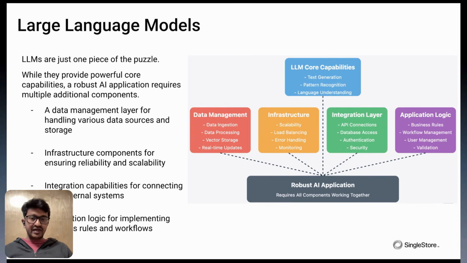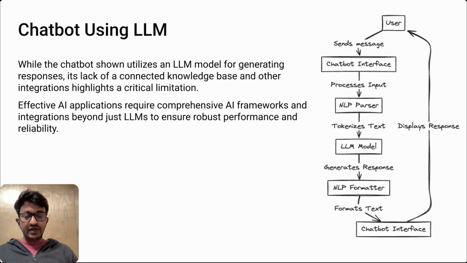Who will take care of the data management part, the infrastructure part, the integration layer, application logic, the vector database connection, the embeddings part, the vector search or the semantic search part? Everything is kind of very fragmented. That's why LLMs can be just one piece of the puzzle to build a robust AI application. Yeah, but you might say, hey Pawan, there are chatbots already using LLMs, right?